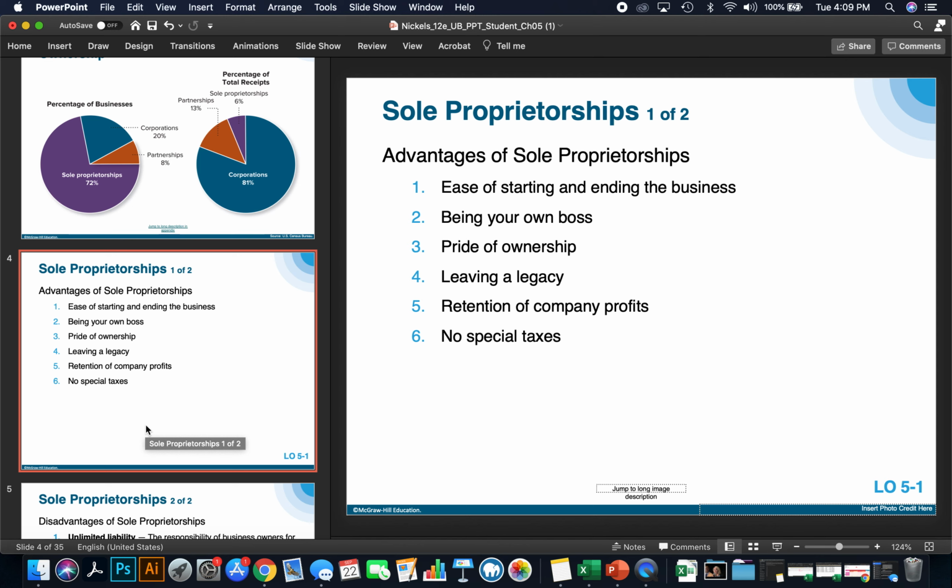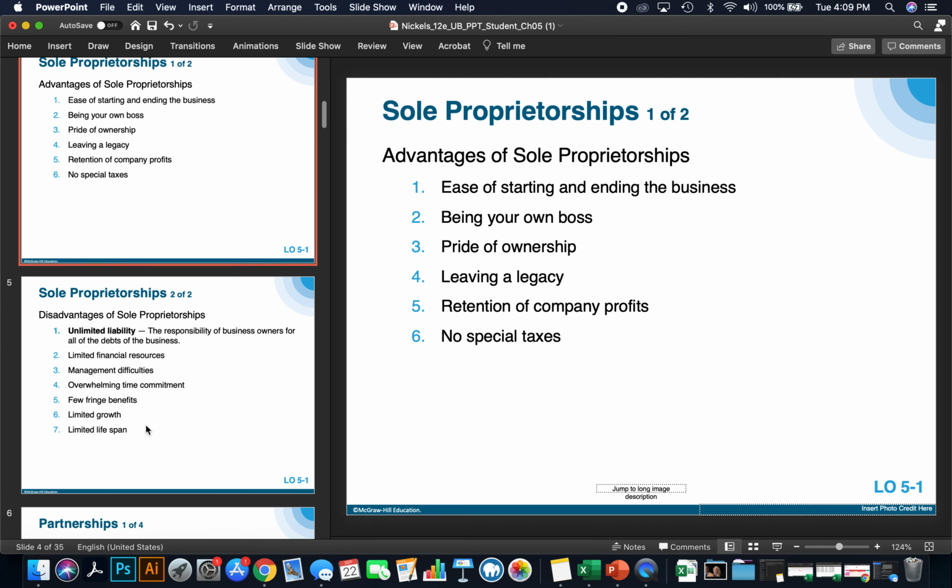You can also keep company profits. You don't have to distribute it among employees, or among stakeholders or stockholders, right? Plus, there are no special taxes.